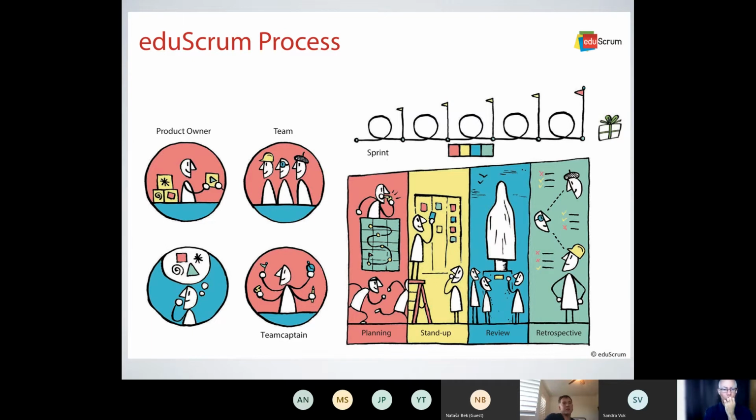What you see here on the left side are different roles. There's the product owner, which is the faculty or the teacher, the team of students, and there is a team captain and individuals. The team captain manages the administrative stuff of the team and interacts mostly with the product owner, with the faculty. Each team has a team captain that takes a little more responsibility, and then what you can also do is rotate that role as well.